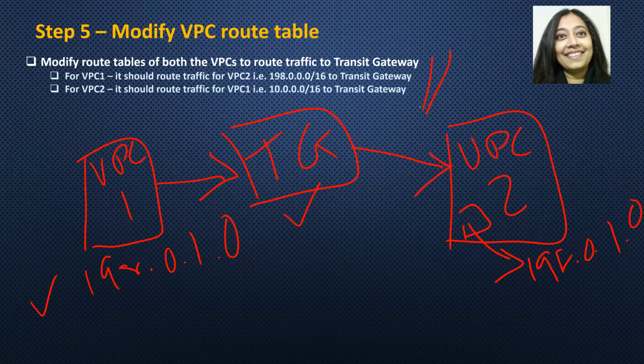So that means, let's say VPC2 has a request for 10.0.1.0. What should I do with this? It needs to send this request to the transit gateway, and the transit gateway will again send it to VPC1, because VPC1 knows what this IP address stands for. So to ensure that when a specific IP address request comes, it gets redirected to the transit gateway, we will need to add these routes to our route table.